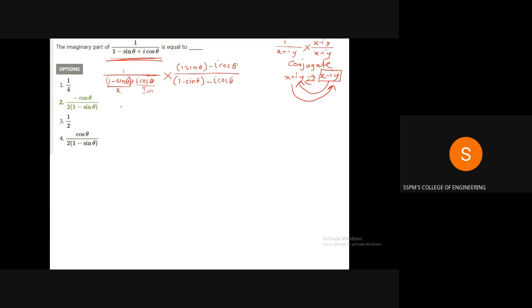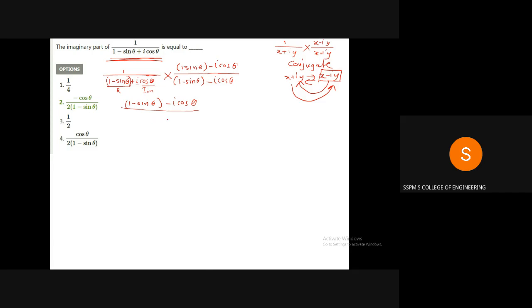And we will multiply it. What is in the numerator? You have to write the same number in the numerator, that is 1 minus sin theta minus i cos theta.